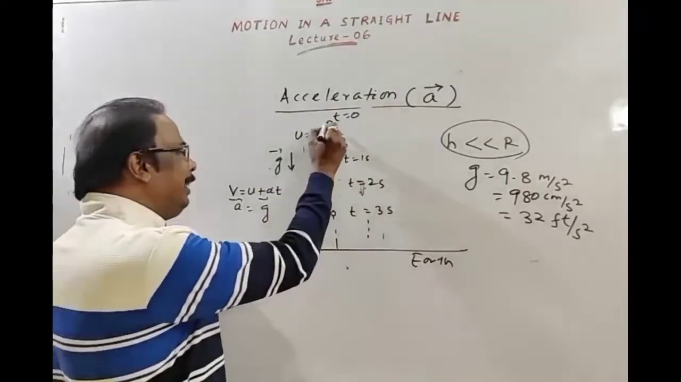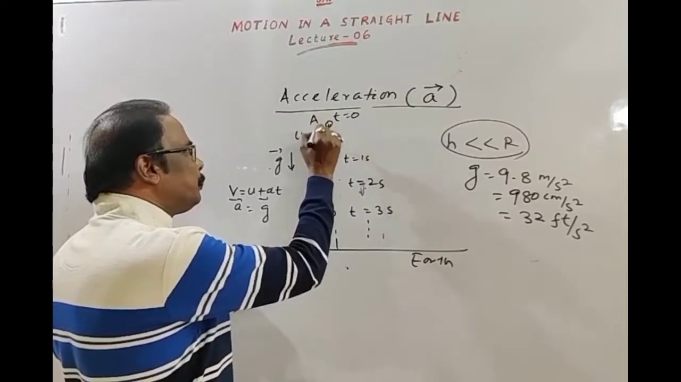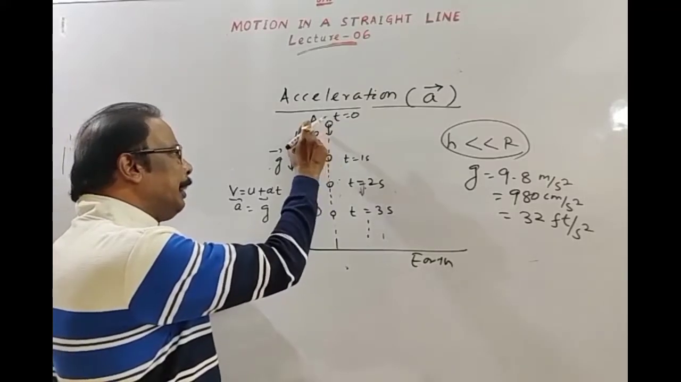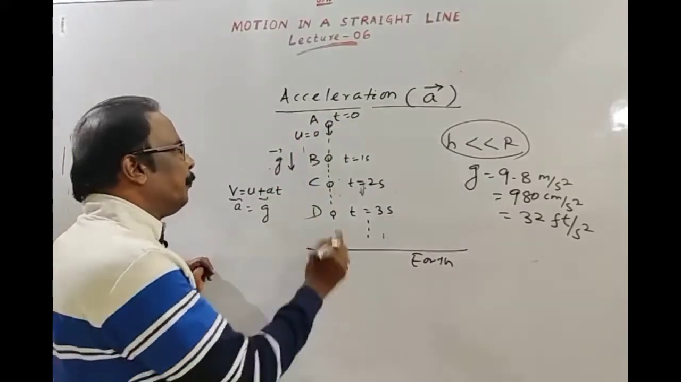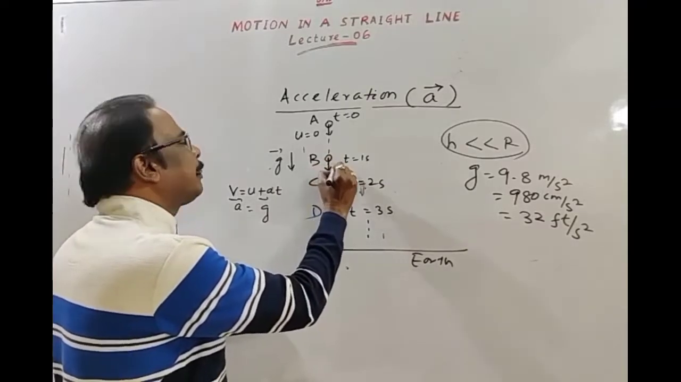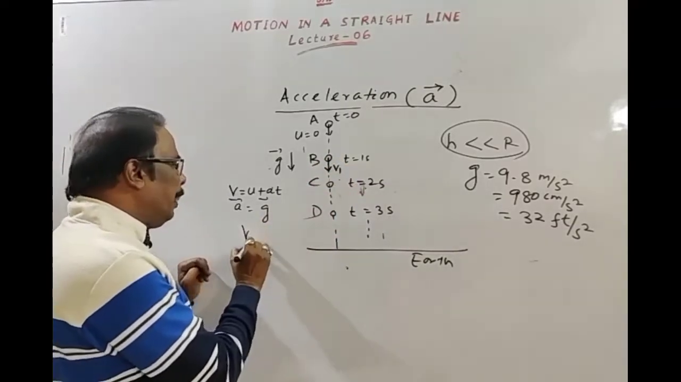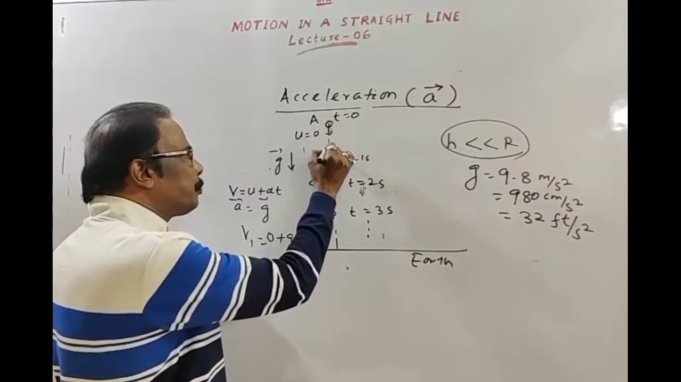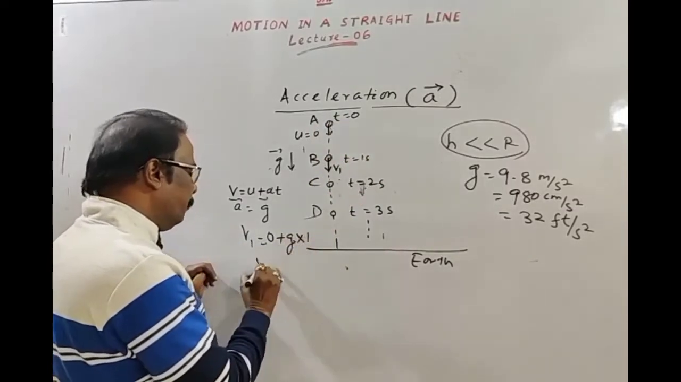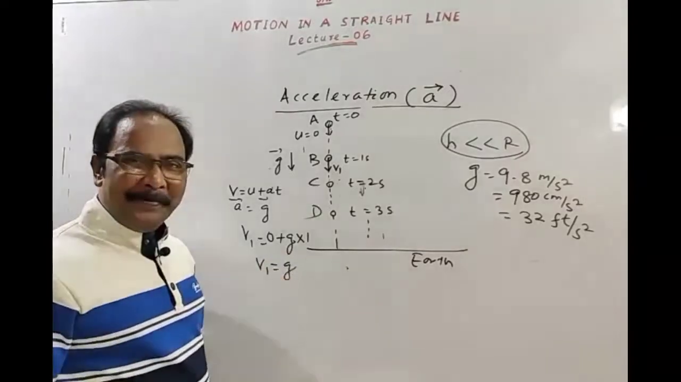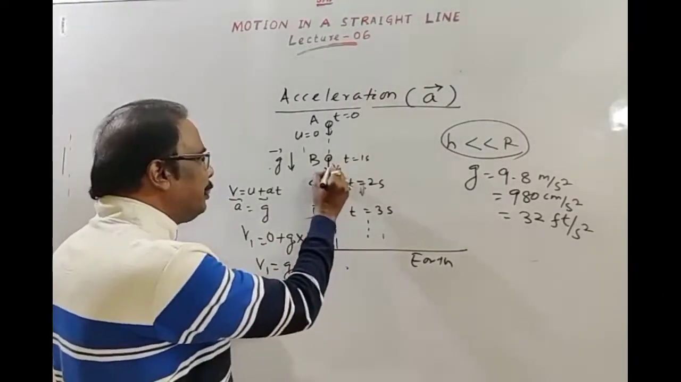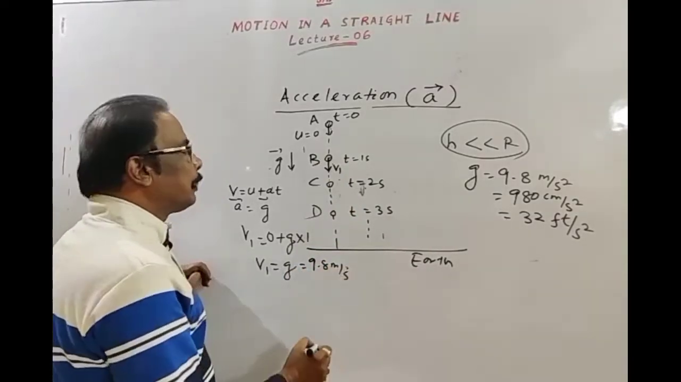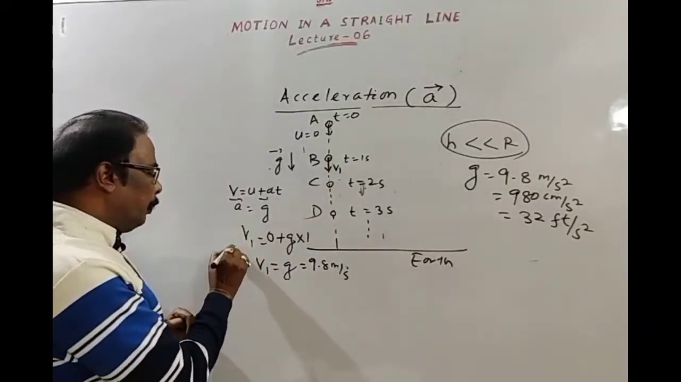Let this be position A, this position B, this position C, this position D. Initial velocity at position A is 0 when time is 0. When the body reaches B, let its velocity be v1. Then v1 = u + gt = 0 + g times 1, since the time interval is 0 to 1 second, so v1 = g. The direction is vertically downward and the magnitude is 9.8 meter per second.